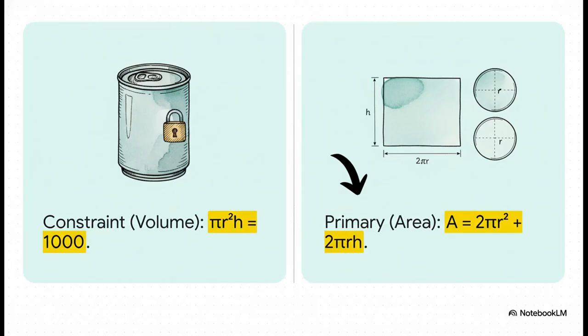So, let's apply our strategy. What's the constraint? Well, it's that fixed volume. The formula for the volume of a cylinder, pi times r squared times h, absolutely must equal 1,000. And what's our primary equation? That's the surface area, the thing we want to minimize. The formula for that is 2 pi r squared plus 2 pi r h.